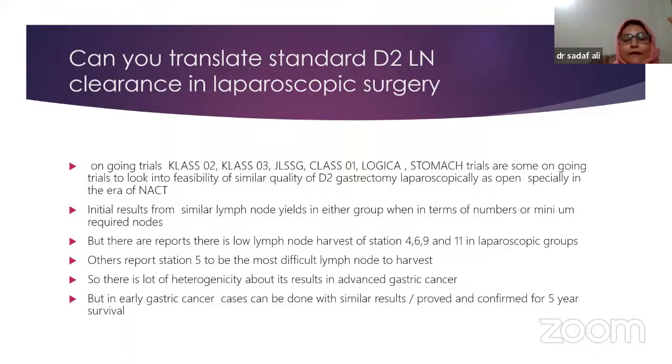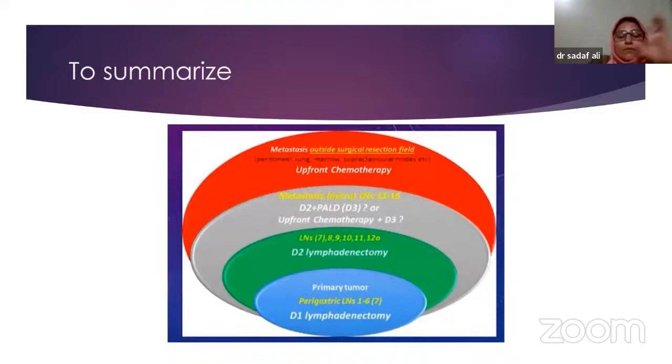But in early gastric cancer, it has a similar role. But once you have to do an extensive lymphadenectomy, there are a lot of heterogeneous results reported, which say that it is very difficult, or there is a low threshold, to have a compliant lymph node in station 4, 6, 9, and 11. And some of them also report it to be on station 4. But then we have to go with the present thing, and in experienced hands, it will have a similar result.